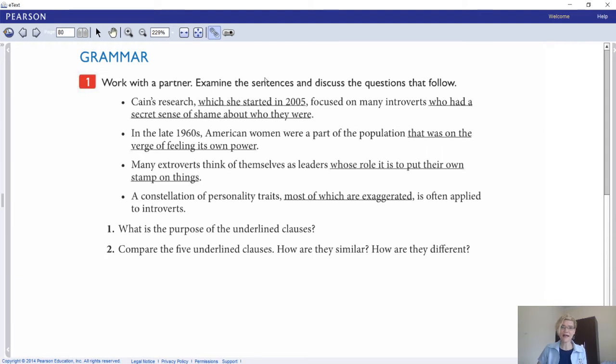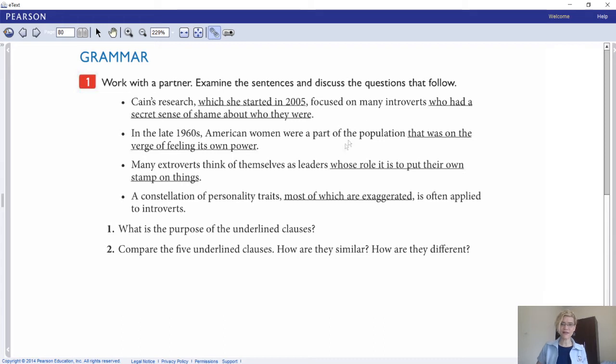Yeah? Examine the sentences and discuss the questions that follow. So we have "which she started in 2005." "Who had a secret sense of shame about who they were." Now, for the adjective dependent clauses, we do not use a subordinating conjunction, but we use a relative pronoun. So we've got which, who, whom, and that. For people, we would use who, whom, that. For things, we would use that and which. Okay, depending on what you're referring to. Here we have that, here we have whose.